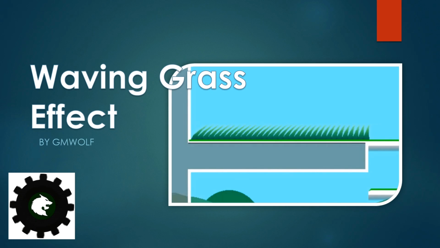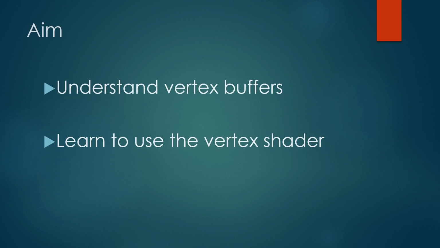Today we're going to be looking at how we can make this really nice grass animation you can see playing on screen here. In this tutorial we're going to be looking at how to use Vertex Buffers and how we can modify the Vertex shader in order to animate our Vertex data.